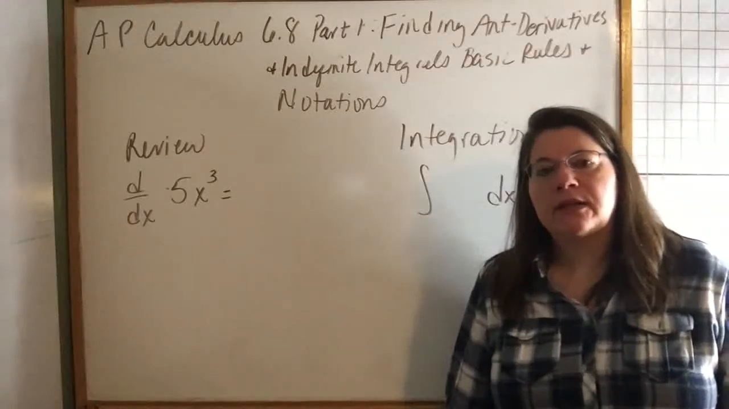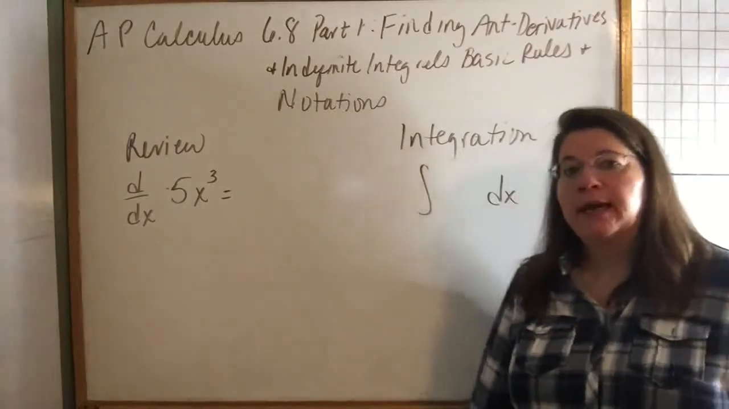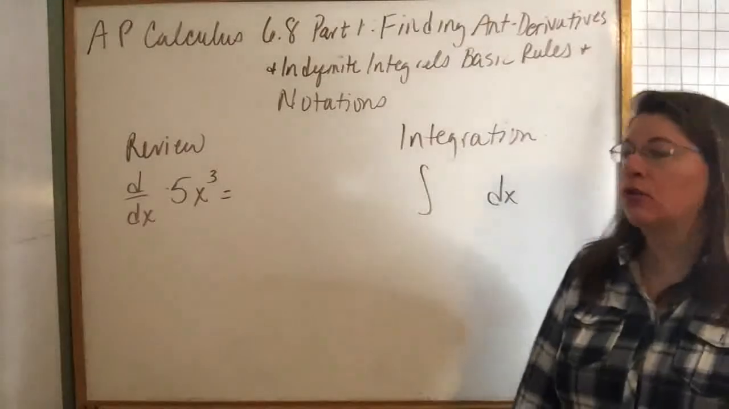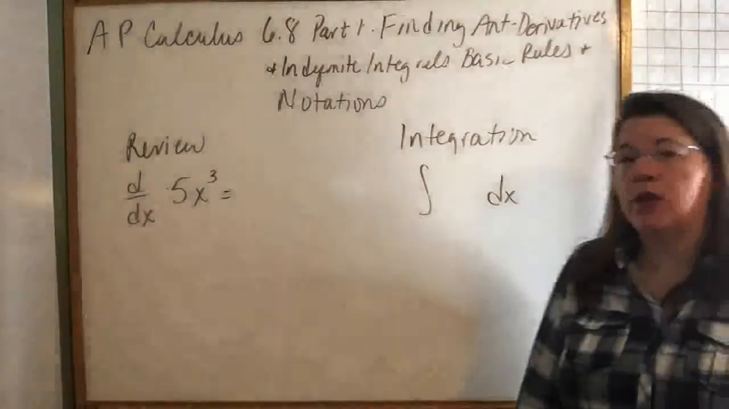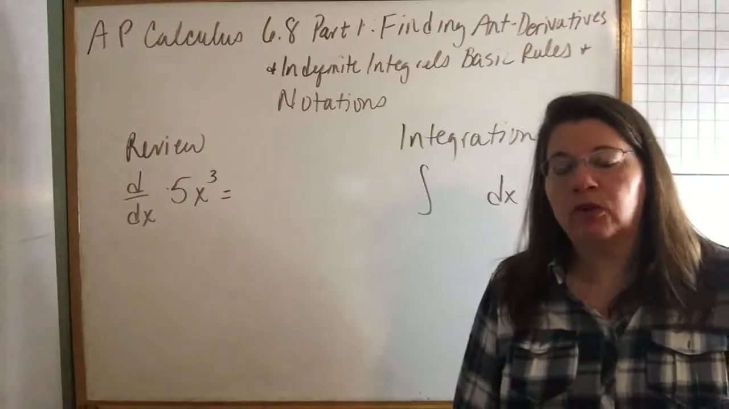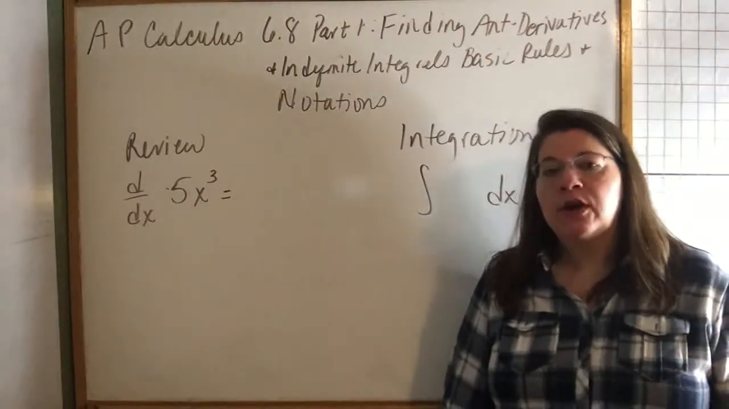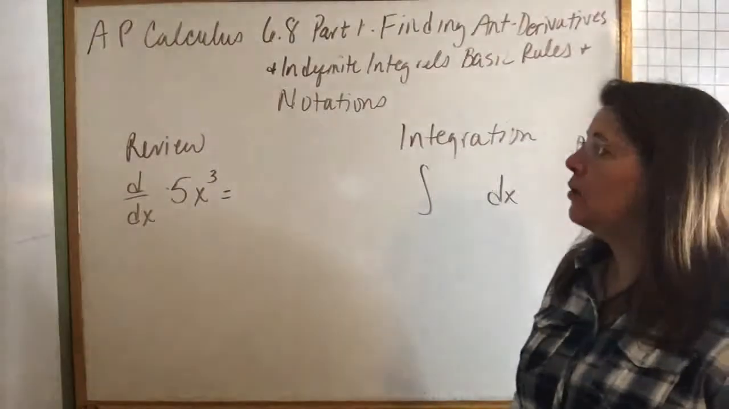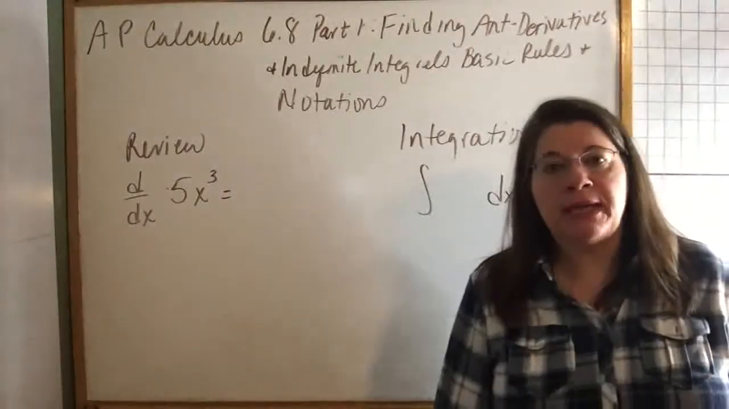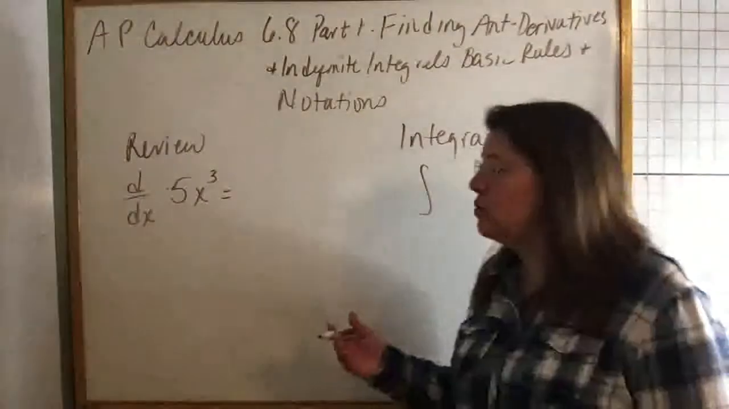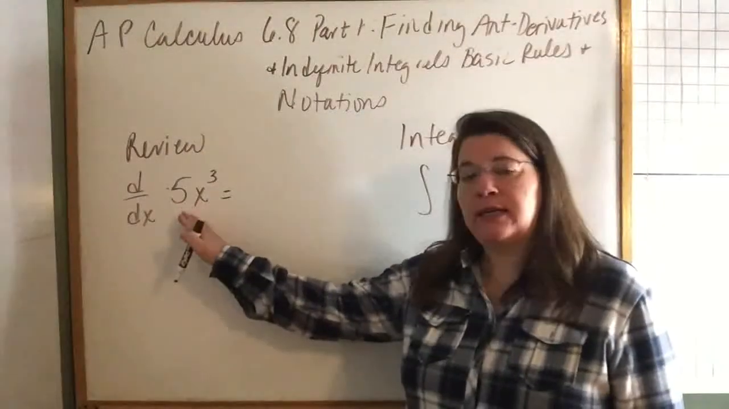This is AP Calculus 6-8, Part 1, Finding Antiderivatives and Indefinite Integrals, Basic Rules and Notations. And we're going to start going backwards today. We've learned how to take derivatives of all the different types of functions that we need to in calculus. Now we're going to learn how to go backwards. We're going to be integrating those same functions. So I'm going to show you how to do that using differentiation.